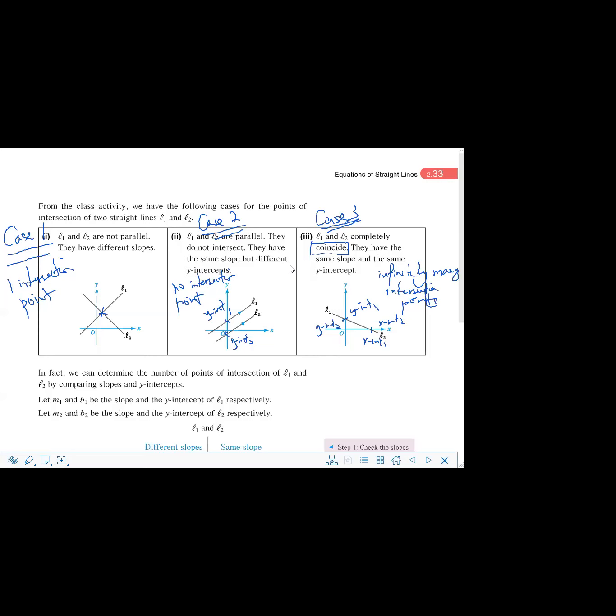So we need to distinguish between case 1, case 2, and case 3 in this section. What is the key point to distinguish between them? That is the number of intersection points between the two lines. Case 1, one intersection point. Case 2, no intersection point. Case 3, infinitely many intersection points.